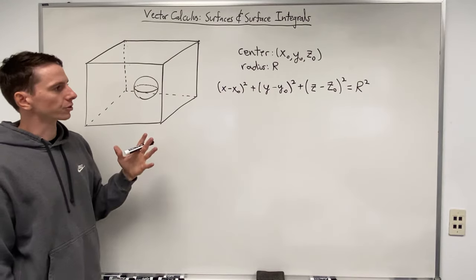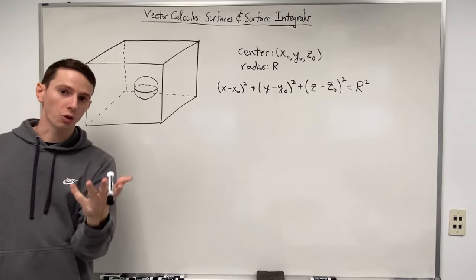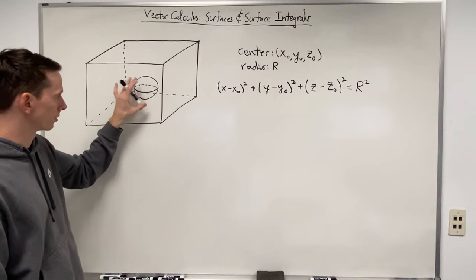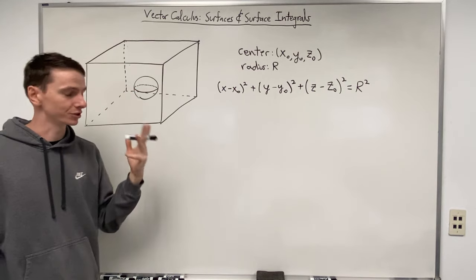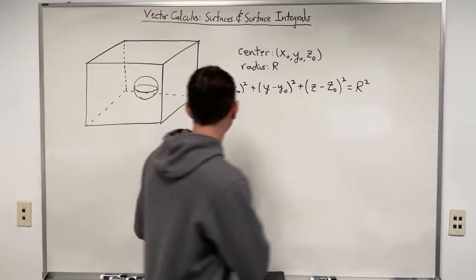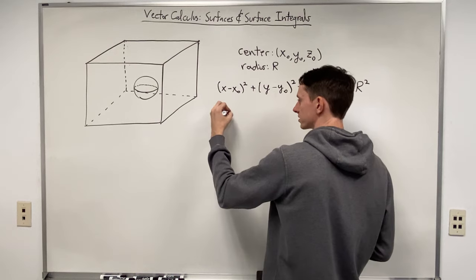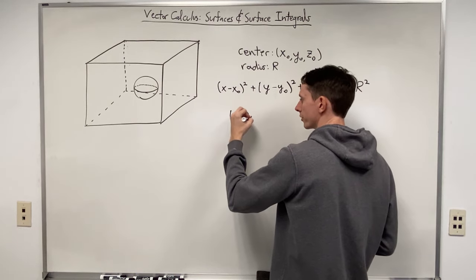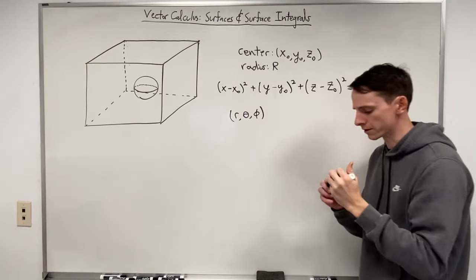Now, I should mention that the spherical shell is kind of an exception to the overall approach, because we actually know a very convenient coordinate system for working with spheres, which is spherical coordinates. And in spherical coordinates, our three variables are r, theta, and phi, right?